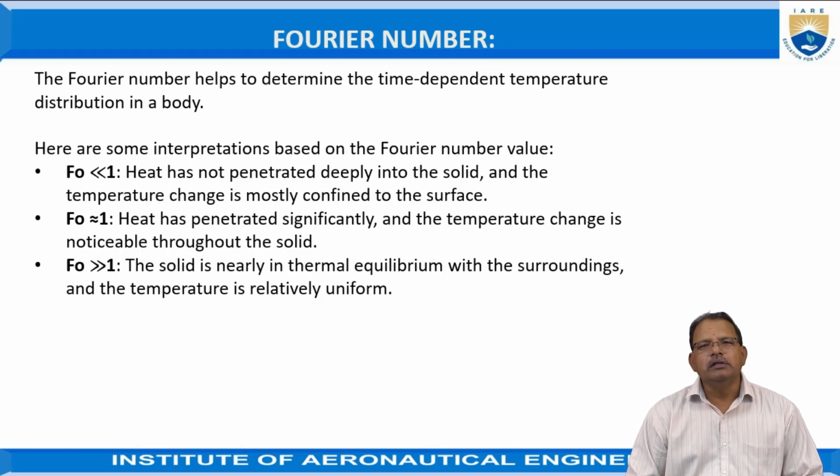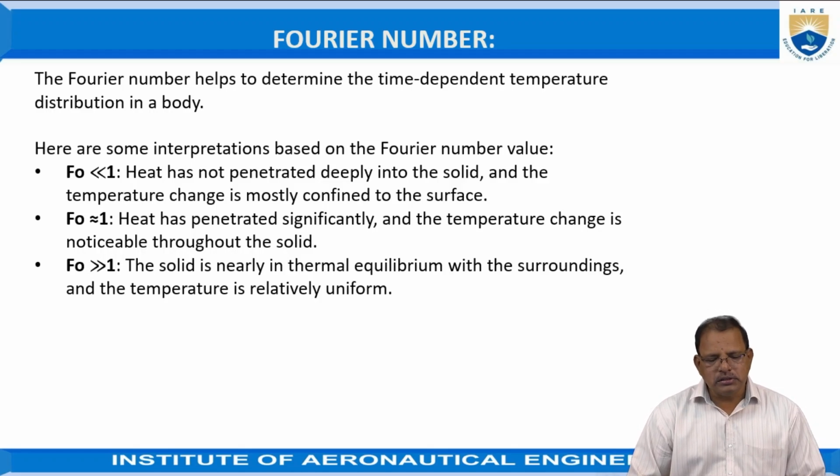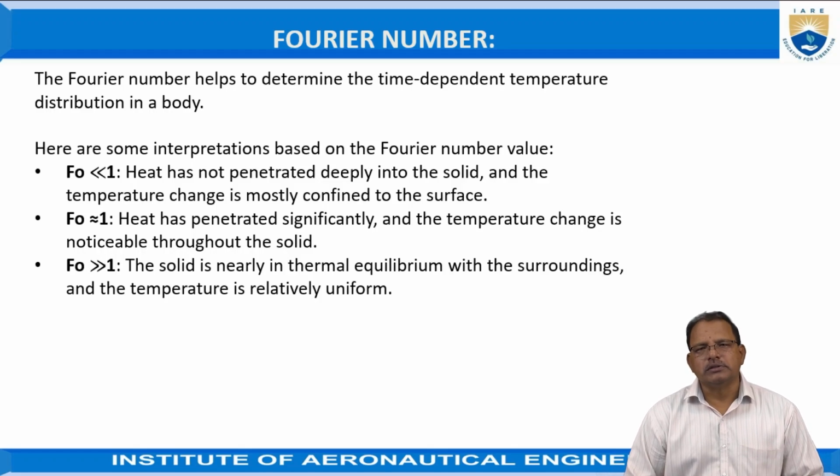If Fo is equal to 1, the heat has penetrated significantly into the solid and the temperature change is noticeable throughout the solid. If Fo is very large, that means greater than 1, the solid is nearly in thermal equilibrium with the surroundings and the temperature is relatively uniform. These are the important points about the Fourier number.